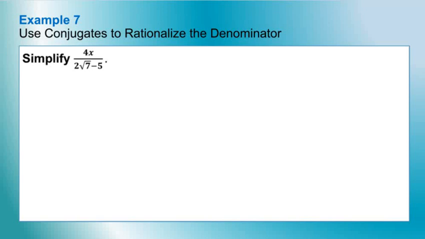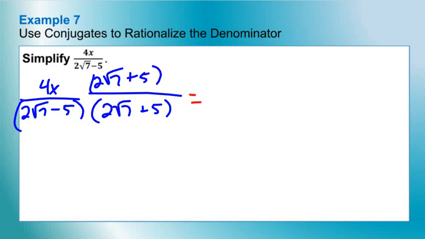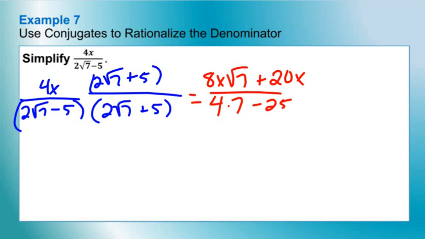Example 7, using the conjugates to rationalize the denominator. So here we have 4x over 2 square root of 7 minus 5. I have to multiply by the conjugate, which would be 2 square root of 7 plus 5 on the top and bottom. When I do that, I end up with 2 times 2 is 4, square root of 7 times square root of 7 is 7, minus 25. Difference of 2 squares, and on top, this will give us 8x square root of 7 plus 20x.